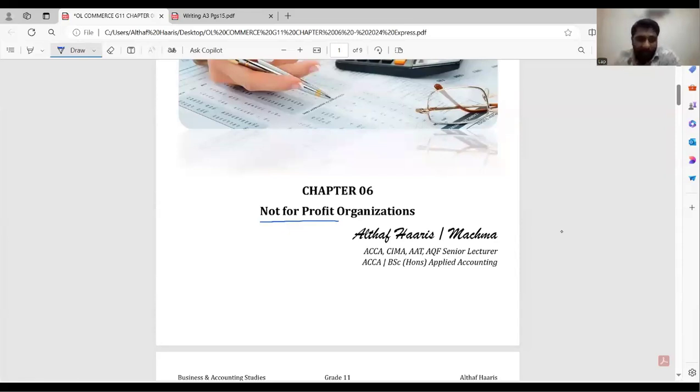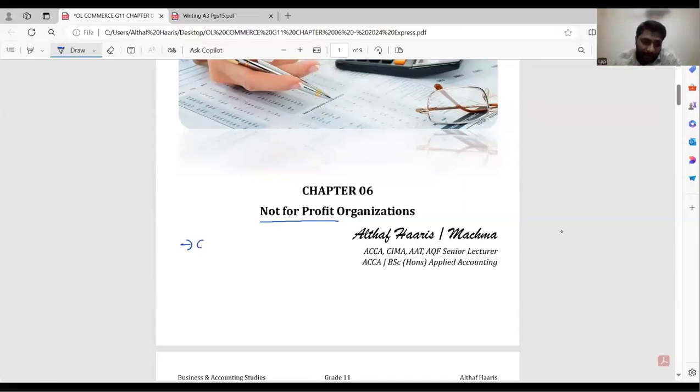So don't ever think that when we say a business or an organization, it is there only for the profit-seeking purpose. No. There are organizations that are not for profit also. So simply, today we are going to study how to do accounting for these not-for-profit organizations. Simple as that.